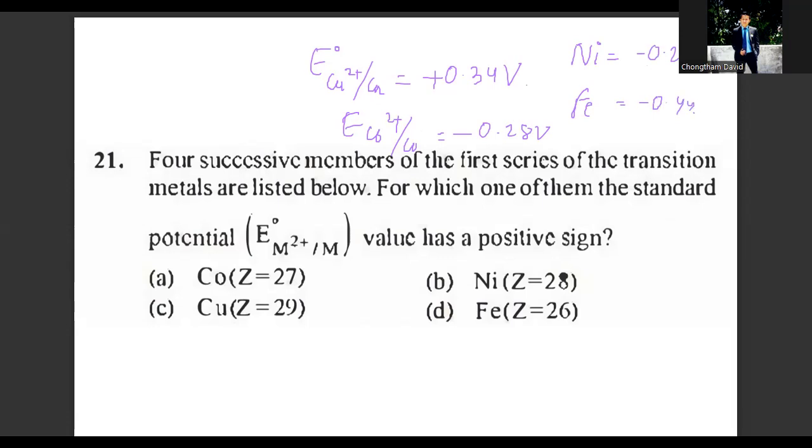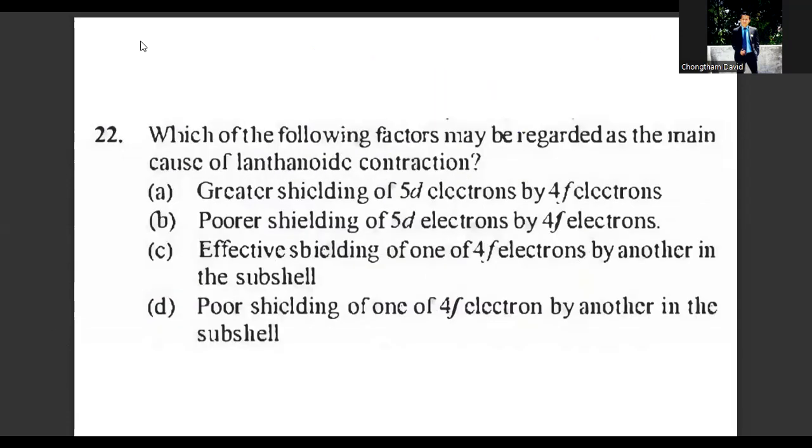So looking at these SRP values, which I've shown you here for iron, copper, nickel, and cobalt, which of them has the standard potential value as positive? You can see that copper has positive potential values. The answer for question 21 is option C. I hope it's understood. Let's read question number 22.